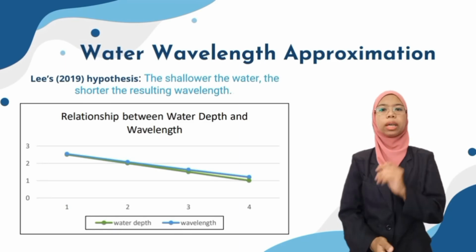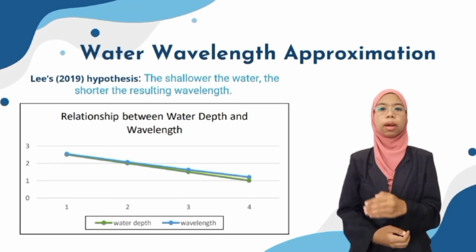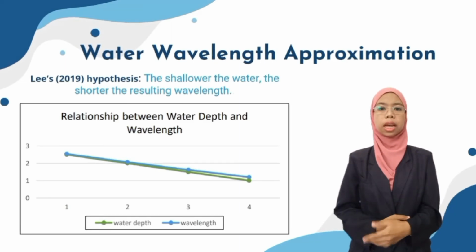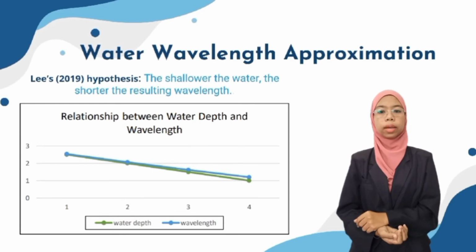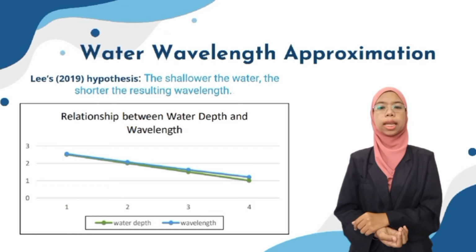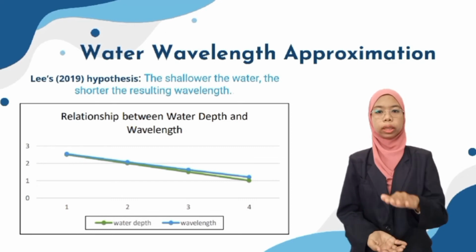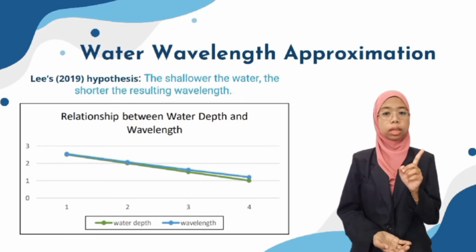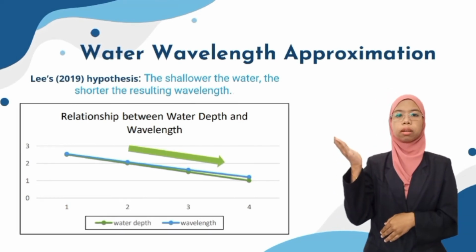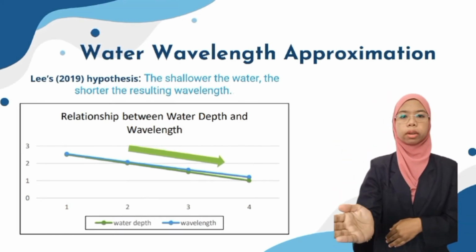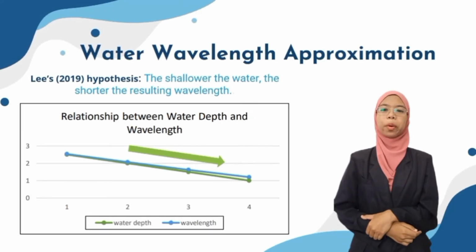Next, all methods were implemented in the estimation of water wavelength to further enhance the results obtained. Before comparing the number of iterations of each method, the study was also interested in validating Lee's hypothesis, which indicates that the shallower the water, the shorter the resulting wavelength. Based on this finding, the wavelength approximation gradually decreases when the water depth is decreased. Consequently, this finding supports Lee's hypothesis.